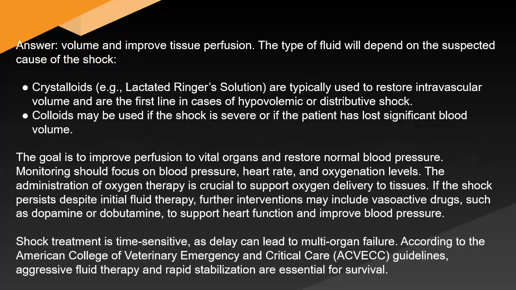Answer: volume and improved tissue perfusion. The type of fluid will depend on the suspected cause of the shock. Crystalloids, e.g., lactated Ringer's solution, are typically used to restore intravascular volume and are the first line in cases of hypovolemic or distributive shock. Colloids may be used if the shock is severe or if the patient has lost significant blood volume. The goal is to improve perfusion to vital organs and restore normal blood pressure.